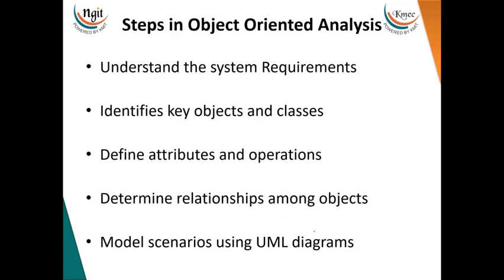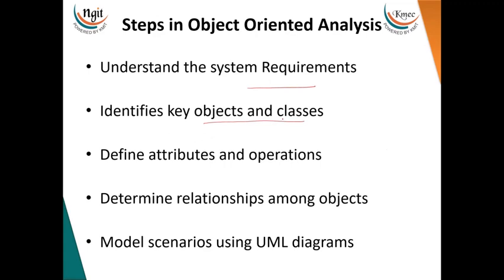Then we try to understand the steps in object-oriented analysis. The first step is to understand the system requirements. Second, identify key objects and classes. Earlier we also wrote the key concepts of that. For example, classes can be a customer, product, order, or shopping cart. So what can be the objects?